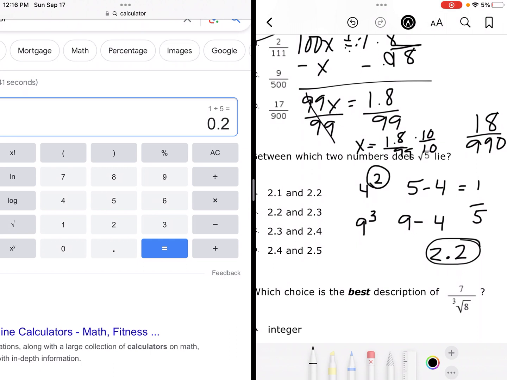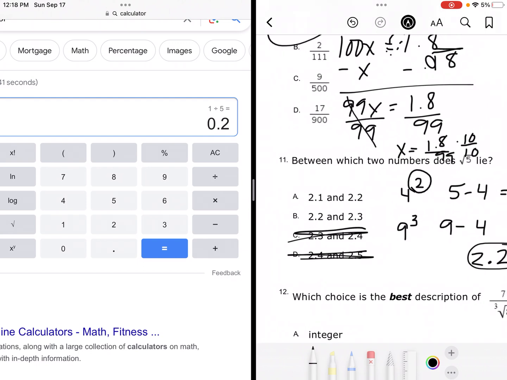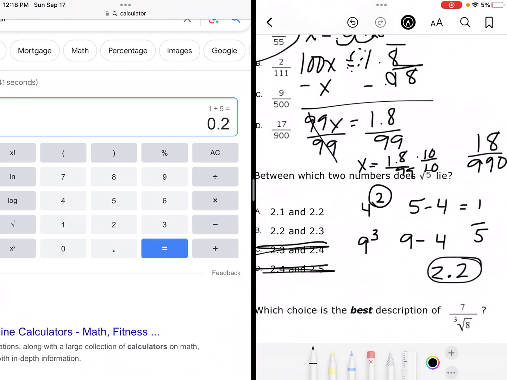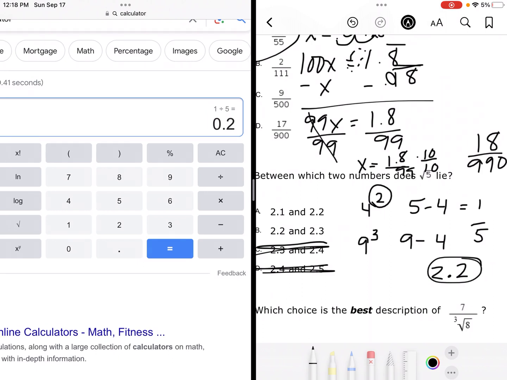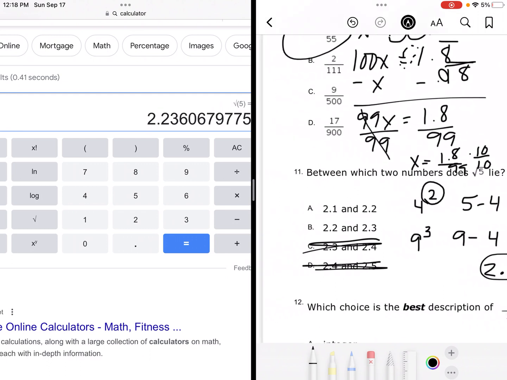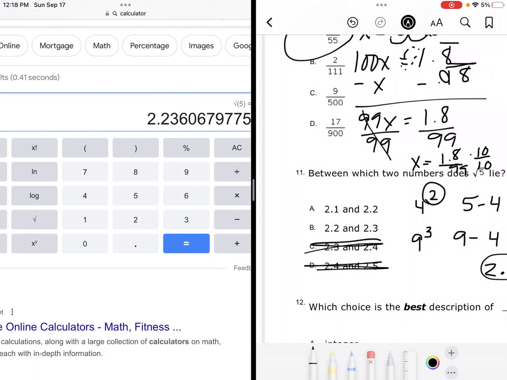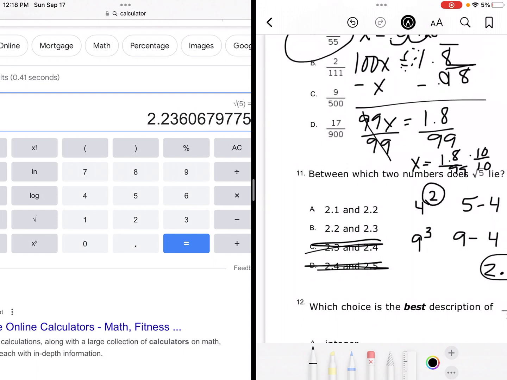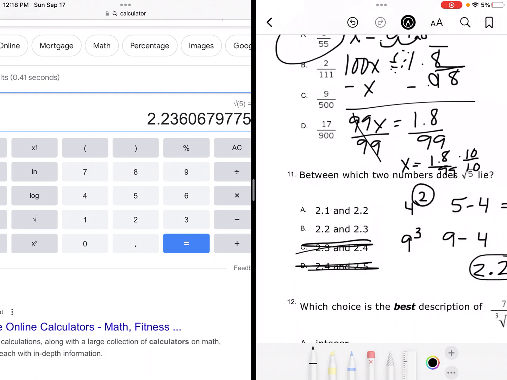So we can eliminate this one and this one. So now we're stuck between these two options. All right, so let's try this one. Square root of 5. We get 2.23. So it's definitely not going to go down.